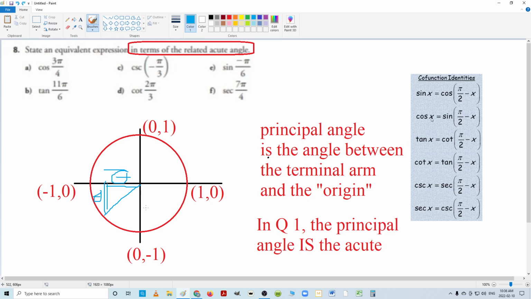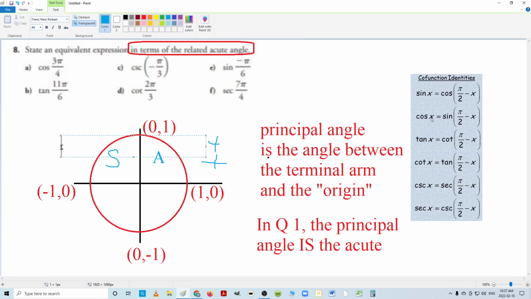And that's why in the CAST system, in the first quadrant, everything is positive, because all the x, y values in the first quadrant are positive and positive. In this area, sine is the only thing that's positive, because all my x values are negative, and x values are used in tangent and cosine. And my y values are positive, and the y values are used for sine.